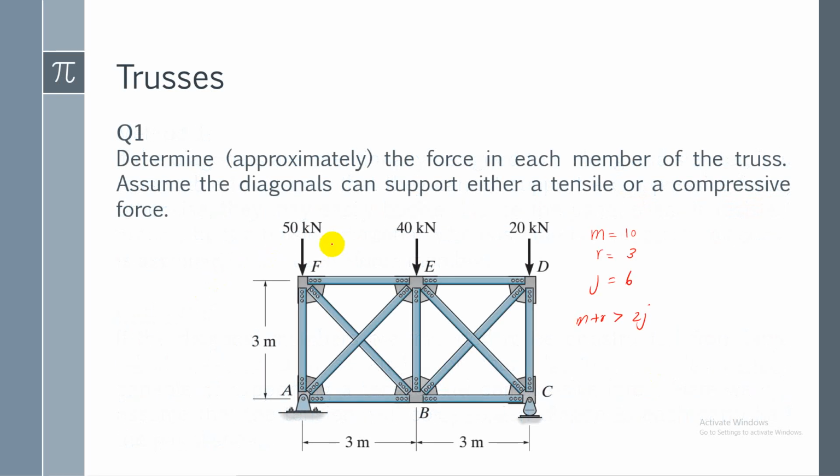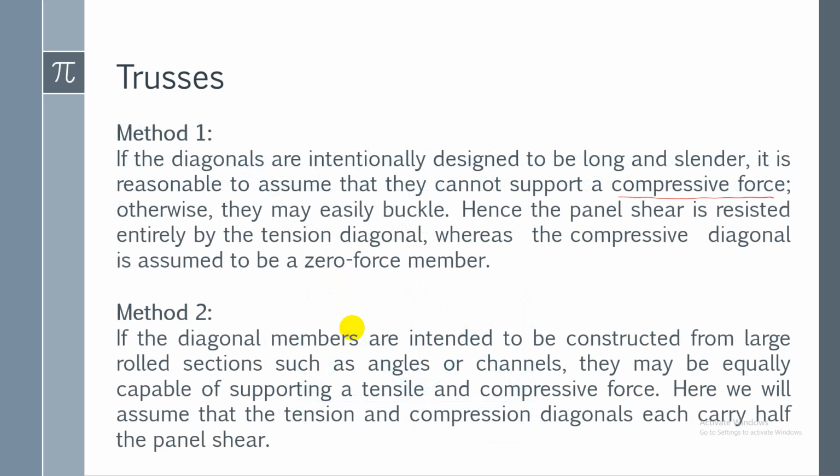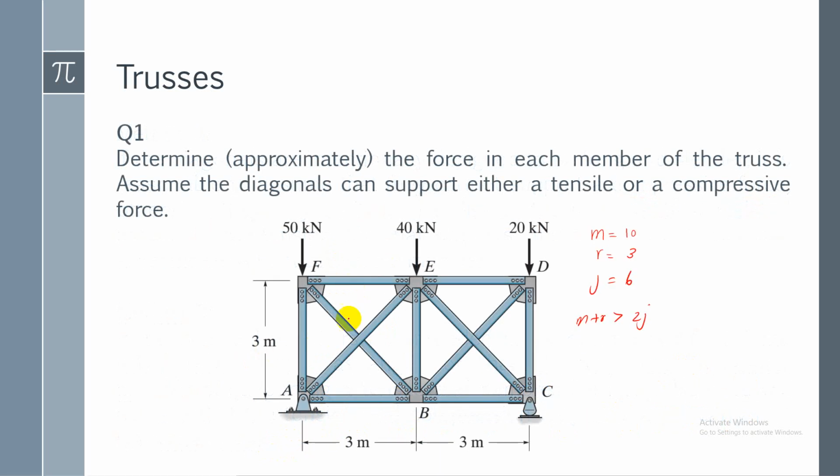Now if you look at this truss, these members do not look like long and slender. So instead of method 1, we can use method 2. That is, we will assume that the tension and compression diagonals each carry half the panel shear. Now if we look at these two diagonals, one diagonal will carry tension and one will carry compression.